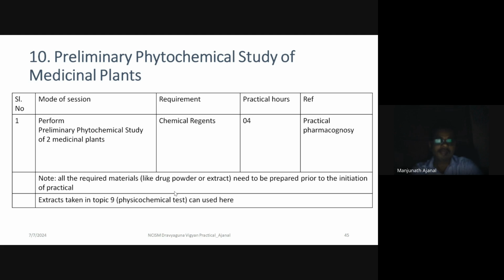Then the 10th practical is phytochemical examination. This is also done by the student only. The requirements are chemical reagents, the various phytochemicals. The qualitative estimation needs to be done on a minimum of 2 plants. The 2 plants need to be the extracts which they have already prepared in the previous practical, like their physicochemical estimation. They have taken the extract. The same extract can be used for the phytochemical examination, like the extract taken in topic 9, and the tests can be conducted here.